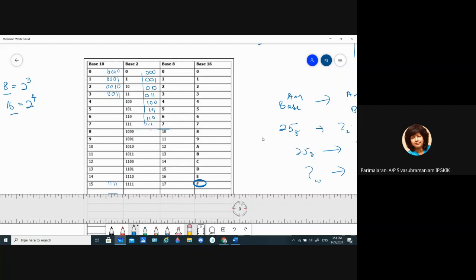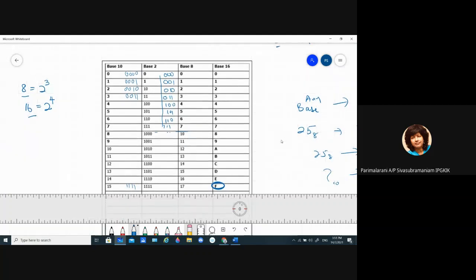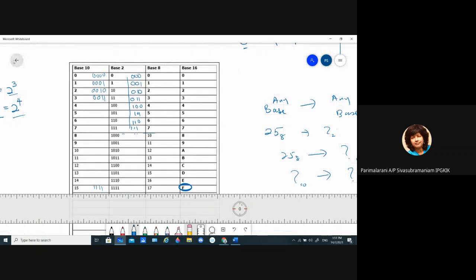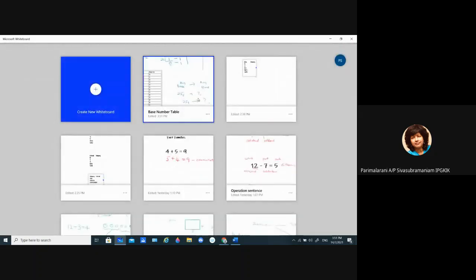So that's the first thing that you need to understand for shorthand. Each base 8 digit is equivalent to a 3-digit base 2 number, and each digit in base 16 is equivalent to a 4-digit base 2 number. Why can they be written as base 2? Because you can write them as powers of 2. Now let's look at the shorthand itself.